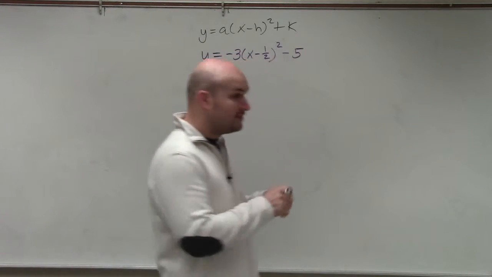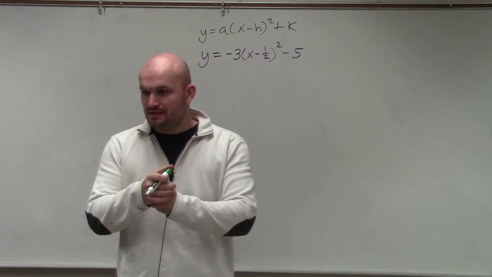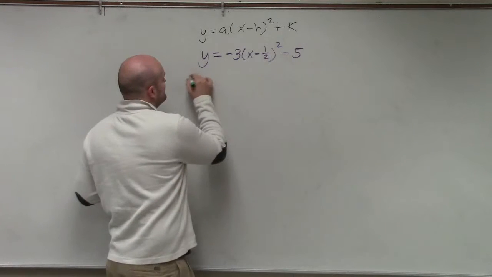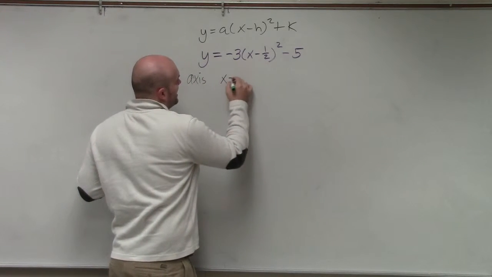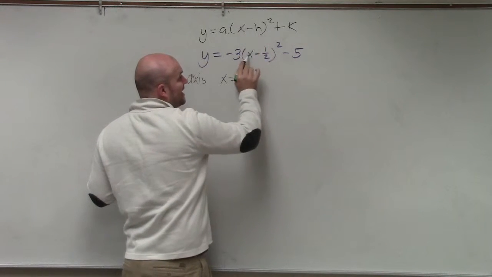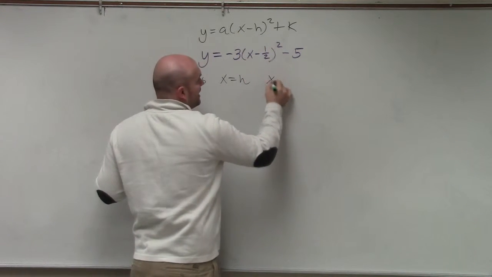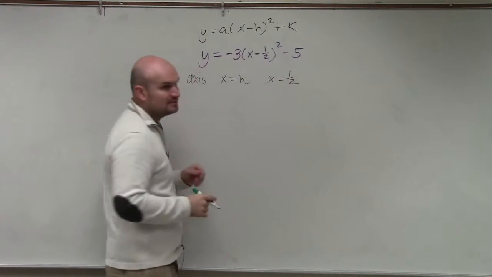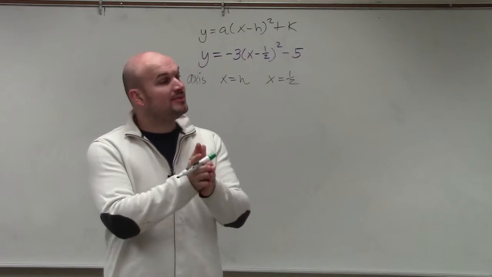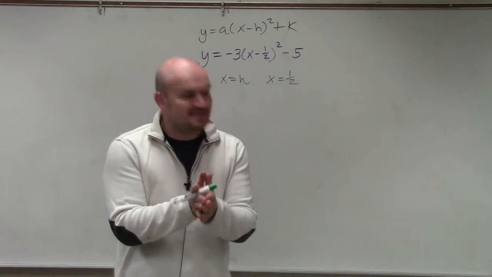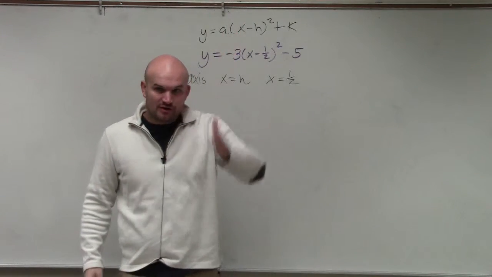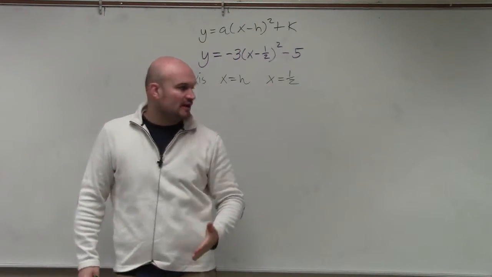What's nice about the vertex form is we can easily identify the vertex, as well as the axis of symmetry. The axis of symmetry, ladies and gentlemen, is just x equals h. Remember, it's x minus h. So therefore, x equals 1/2, and my axis of symmetry is at 1/2. Now remember, the axis of symmetry is a line. It's not a point like the vertex. x equals 1/2 creates a vertical line at the x value of 1/2.